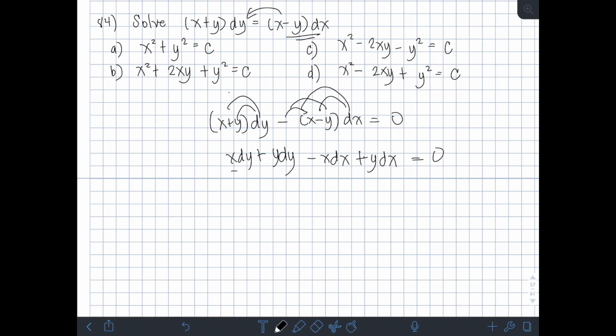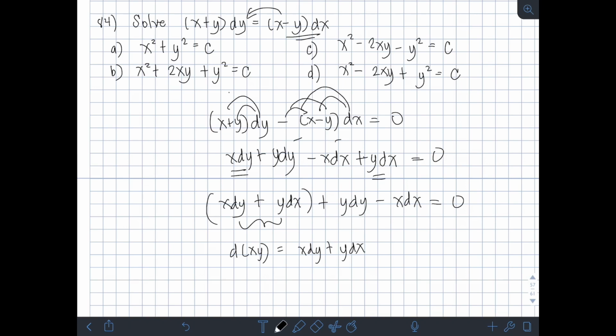Now, I combine this x dy and y dx. So, x dy plus y dx, I group as 1. Then, plus y dy minus x dx equals 0. Now, we have a property here that this is equal to the differential of xy, right? Because the differential of xy is equal to x dy plus y dx. The product rule for derivatives. So, therefore, I make this the differential d(xy). Okay? Plus y dy minus x dx equals 0. So, it became separable, right?